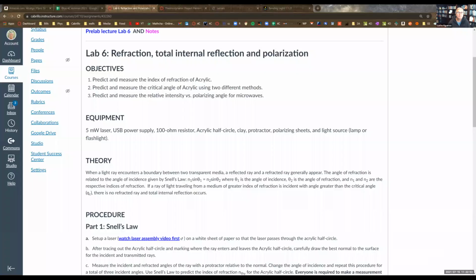Well, we've got a good lab today, so let's go through the lab so that you can see what I'm talking about. When I look at the lab handout, the whole goal is to predict and measure the index of refraction of the acrylic. We're going to do that using Snell's law, and then we're going to predict the critical angle using two different methods. And then there's a short piece on polarizing angles.